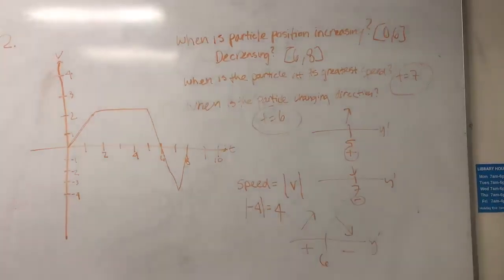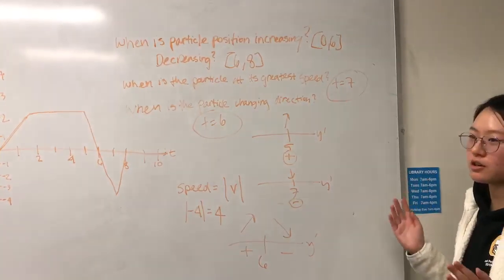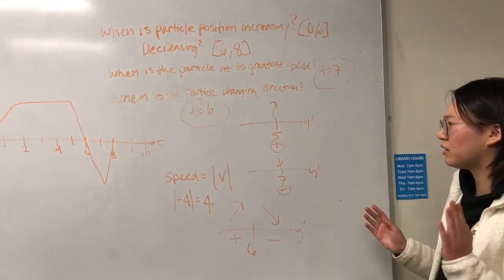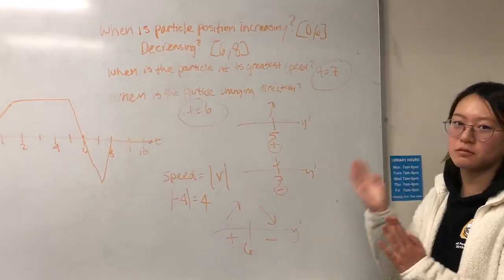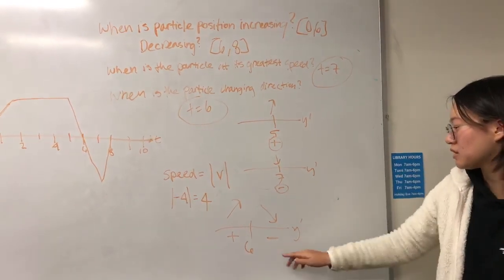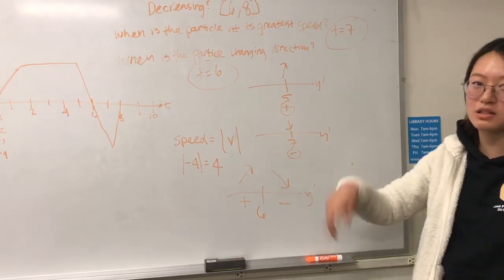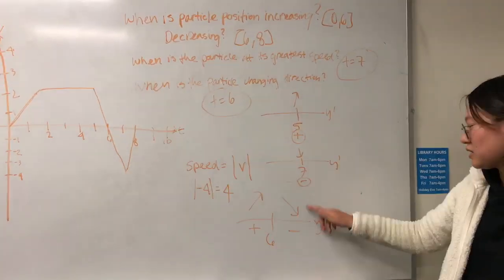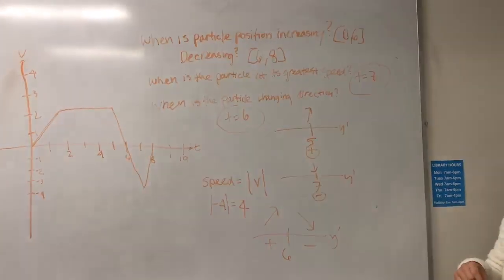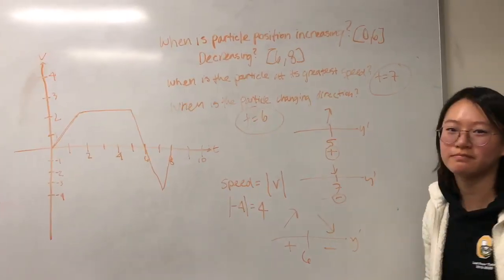And then it asks when the particle is changing direction. When it's changing direction, that means that on a velocity graph, the right side would be a different sign from the left side. So like here, at 5, it's positive, meaning that it's increasing, and then on the other side of 6, like 7, 8, 9, it's negative, meaning that it's decreasing. So it would be a local maximum of 6.